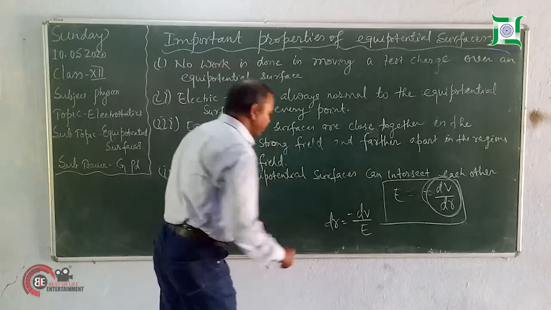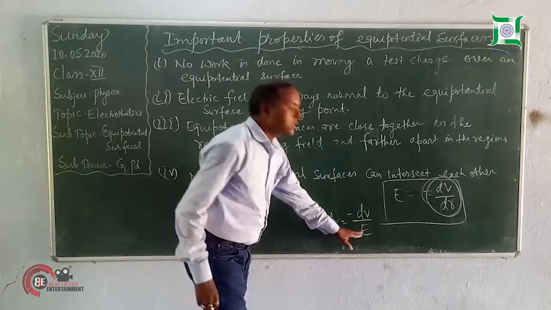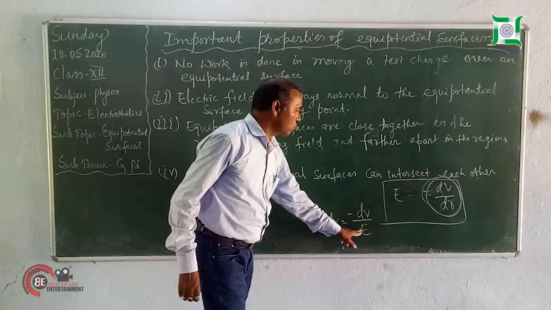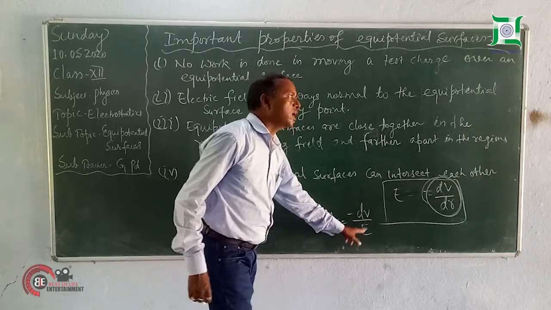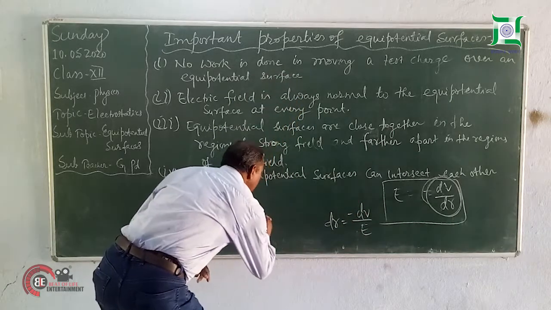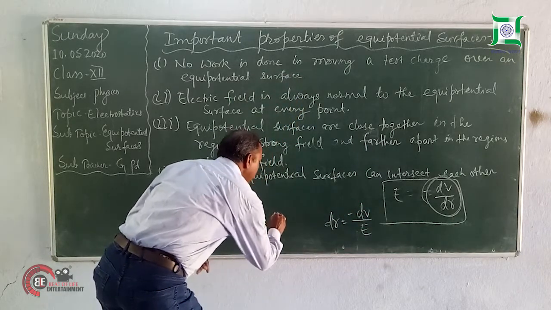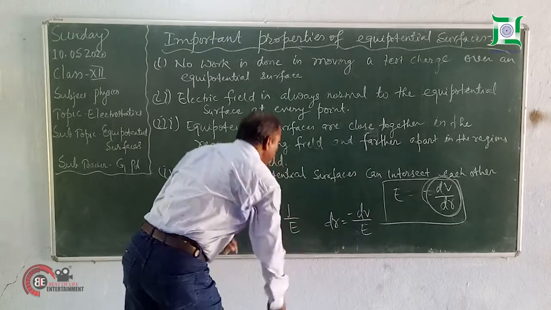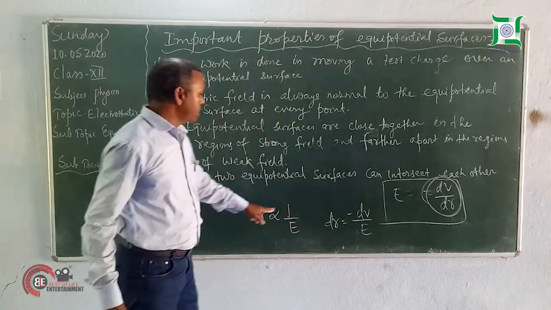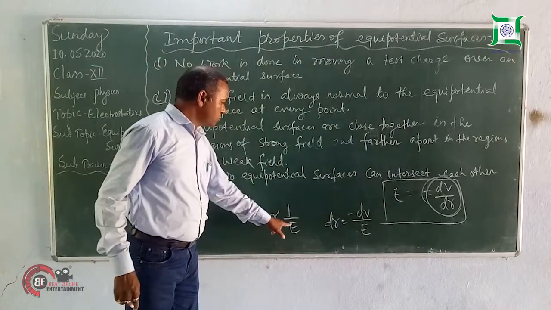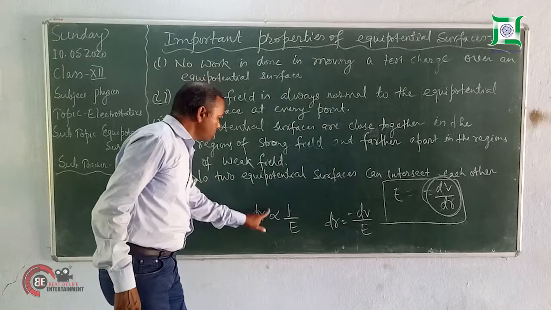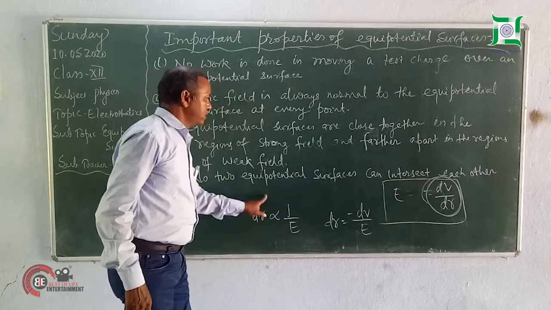So for a strong electric field, जहां पर इलेक्ट्रिक फील्ड स्ट्रॉन्ग होगा, E का वैल्यू जहां पे अधिक होगा, we will have the relation dr proportional 1 upon E. It means जहाँ strong electric field होगा वहाँ पर this displacement will be smaller.